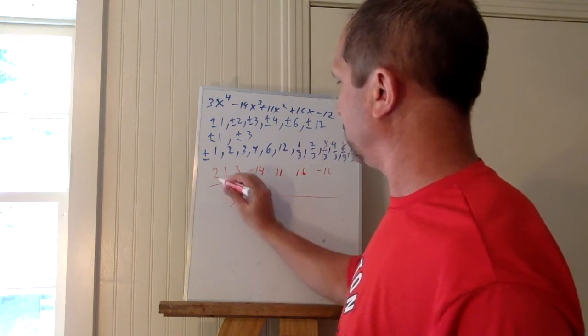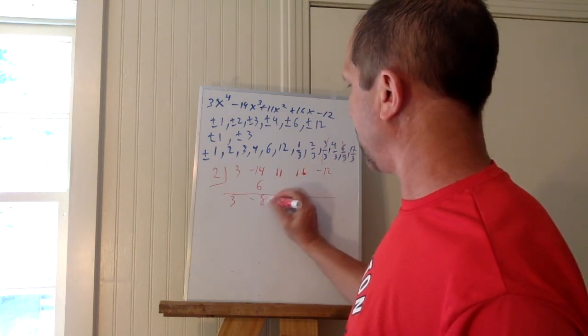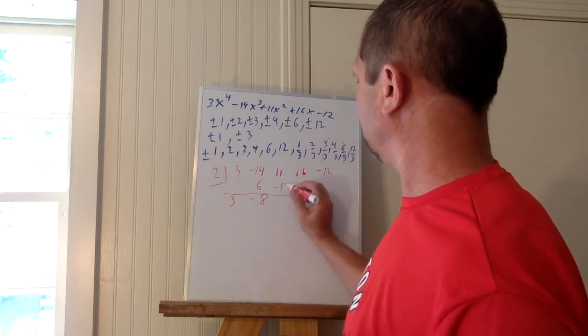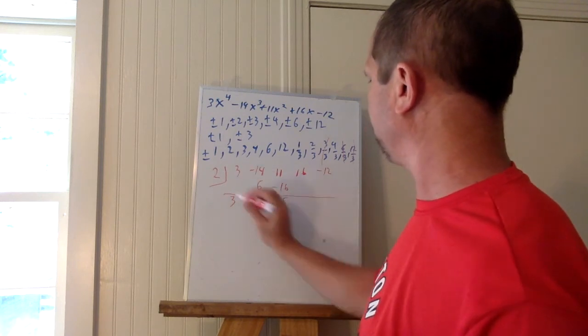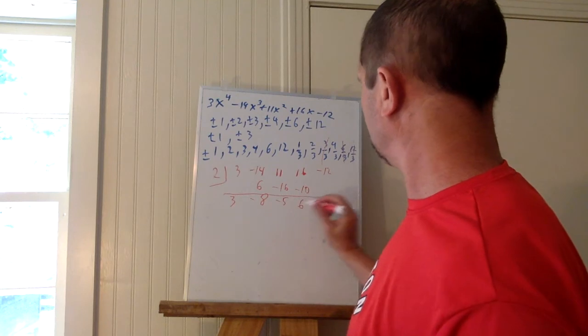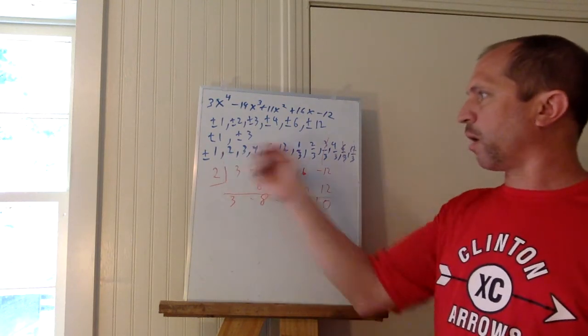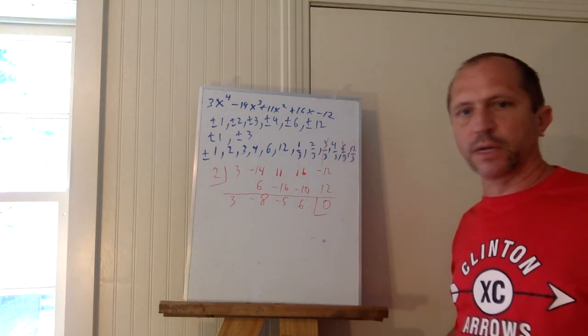Okay, pull down the 3. 2 and 3 is 6. -8, -16, -5, -10, 6, 12, and it worked. Okay, good. So 2 worked. Now I'm not going to cross 2 out because 2 may actually work again.